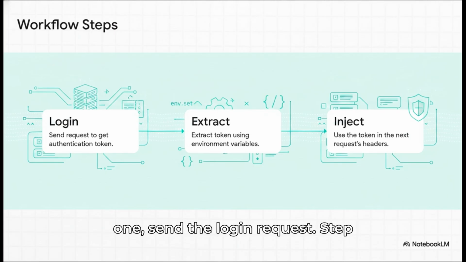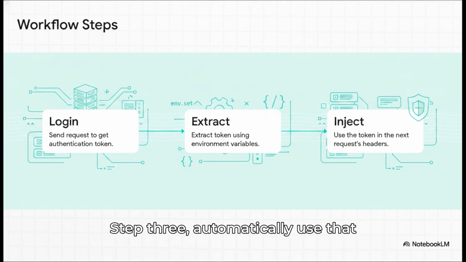Step 1, send the login request. Step 2, extract the token using Postman's environment variables. Step 3, automatically use that token in the very next request.